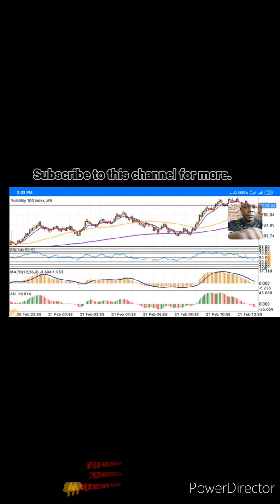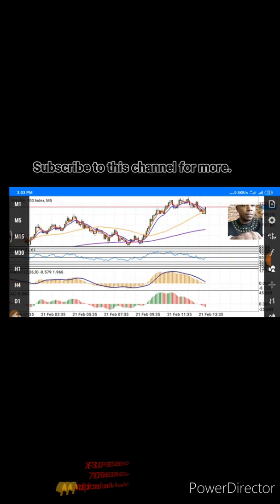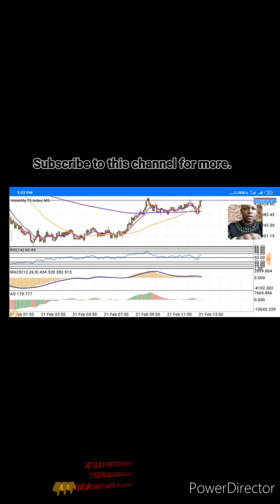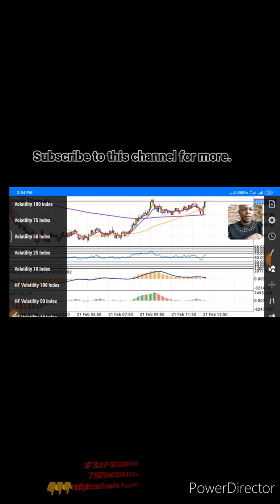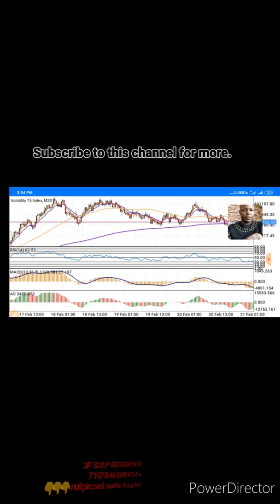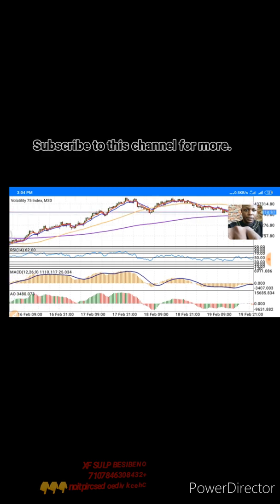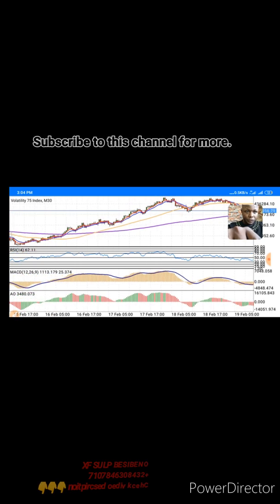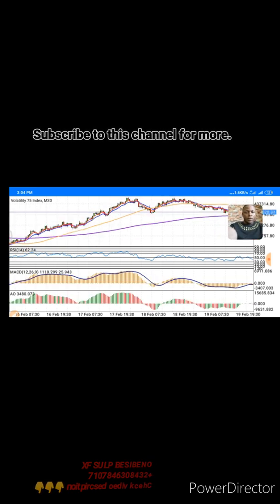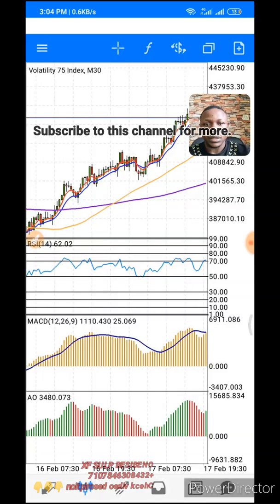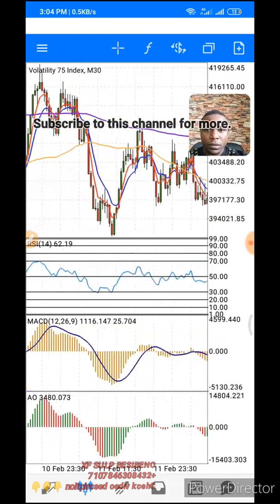So let's look for an example here. Let's check volatility pair. Let's check volatility 75. I'm gonna be checking 30 minutes time frame. So I think I will need to go back to a portrait mode, okay, so that we'll be able to detect it well.